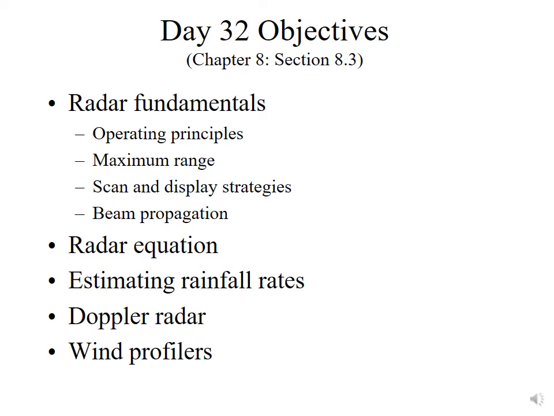We're focusing in on the Stull textbook, Chapter 8, Section 8.3. We're going to introduce radar today. We're going to talk about the fundamentals of radar. We're going to introduce the radar equation. We're going to learn how to estimate rainfall rates from the return signal from radar, and we'll learn about the difference between precipitation radar and Doppler radar. And then we'll look at an example of using the Doppler effect to determine the wind profile of the atmosphere remotely.